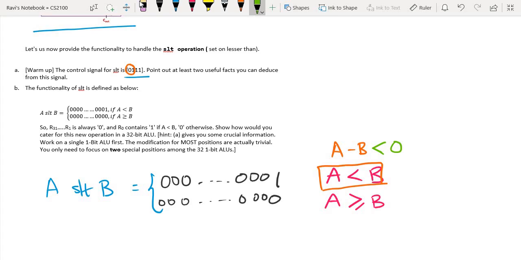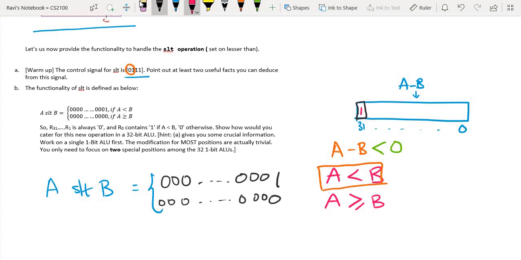In a MIPS processor, we know that we are using a 2's complement system. So if my answer is negative, what does that imply? The answer from A minus B is going to give me a 32-bit answer, bit 31 all the way down to bit 0. But I do not need to be worried about the full 32-bit answer. All I need to know is the bit 31 result to know whether it's negative or positive, correct? Because in the 2's complement system, the most significant bit represents the sign. So as long as I see that the most significant bit is 1, then I know that this is the situation here.